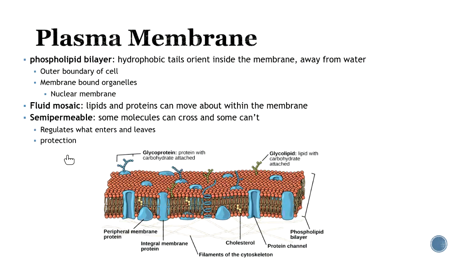Another thing, it's semi-permeable. So it's going to regulate what comes in and out. So think of it as like the gatekeeper, it's like this outer fence of your cell, and it's going to regulate who can cross, how they can cross, and what leaves. It does serve as protection, so it keeps everything from the inside from getting to the outside.